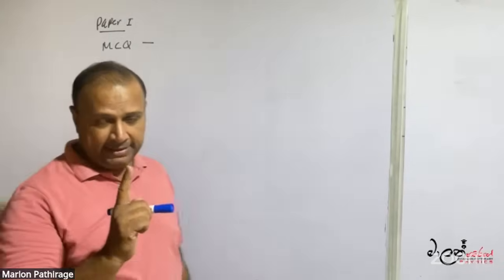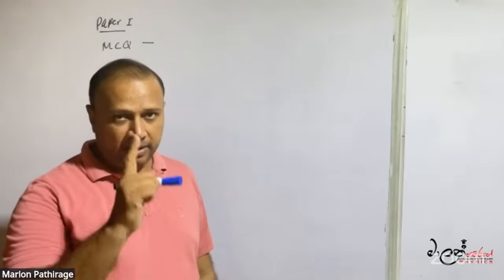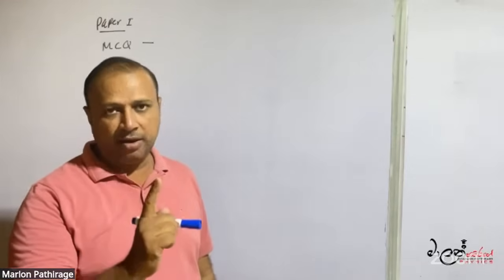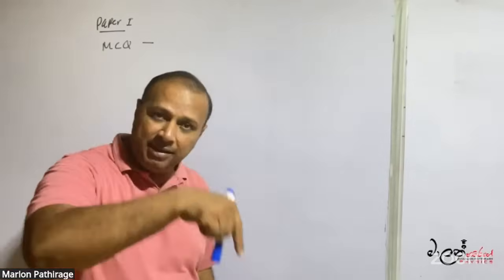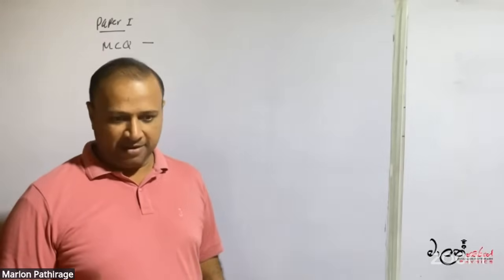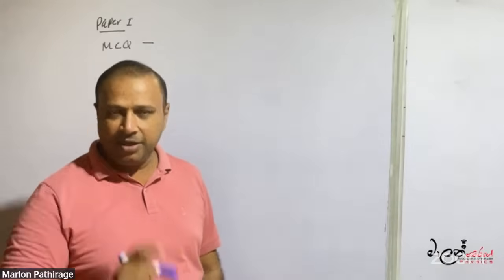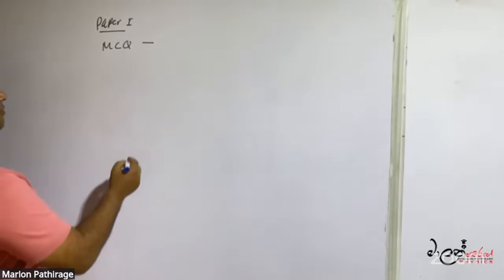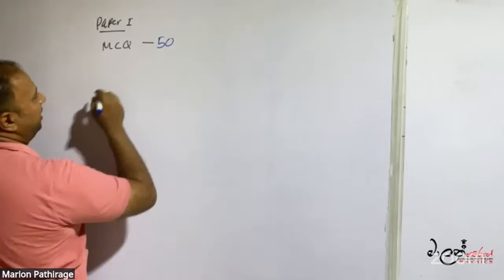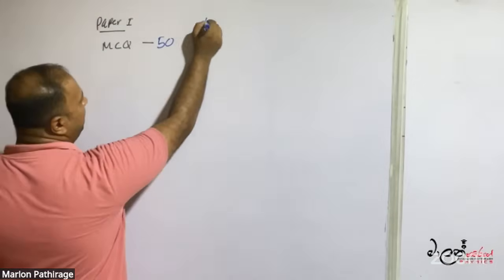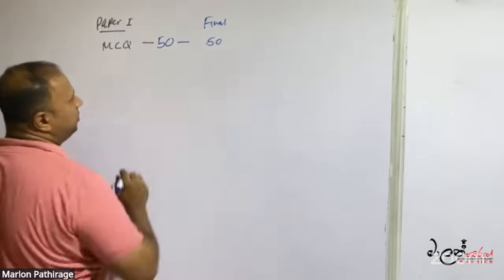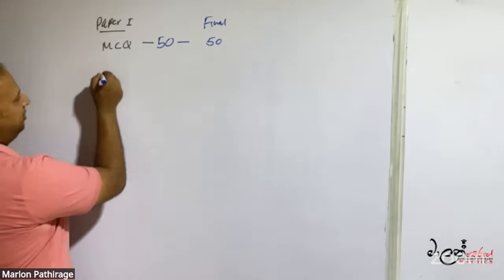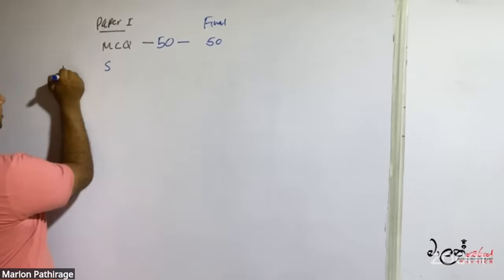That means one question, or 1 mark, in the MCQ paper will be directly added to our final mark. There are 50 MCQs, therefore in the final exam we will have 50 marks for the MCQ paper. Then, structure. This is paper 2.